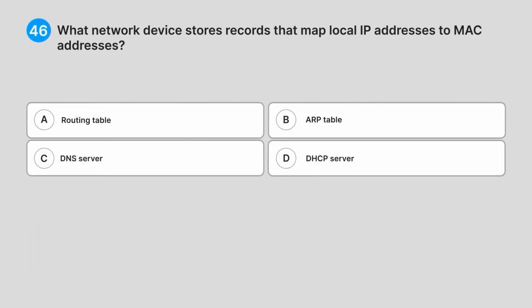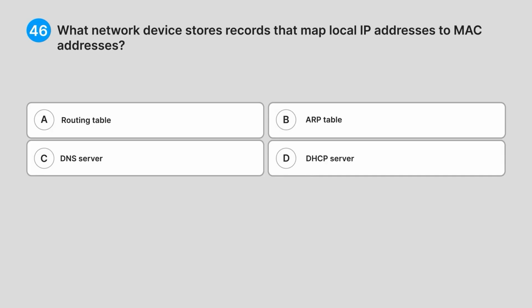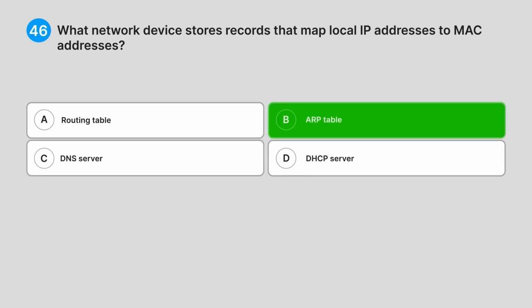46. What network device stores records that map local IP addresses to MAC addresses? A. Routing table. B. ARP table. C. DNS server. D. DHCP server. Do you know the answer? Correct answer, B. ARP table.